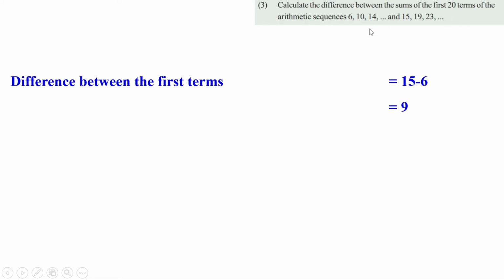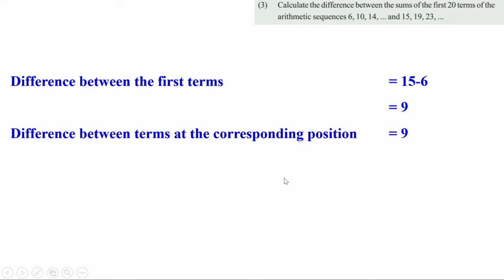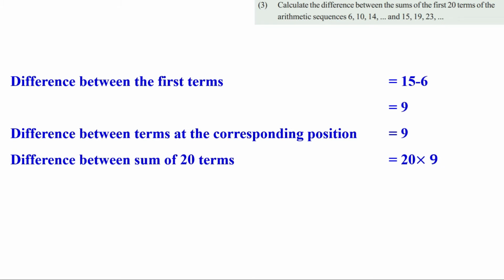Now since the common differences are the same and the difference between the first terms is 9, the difference between the terms at corresponding positions is always 9. That is, the difference between the fourth terms is 9, the difference between the fifth terms is 9, and the difference between the 20th terms is also 9. So when we take the sum of 20 terms, the difference between the sums is 20 times 9, that is 180.